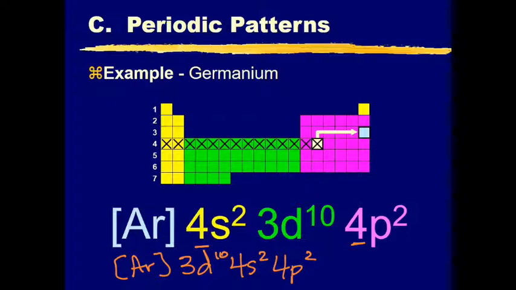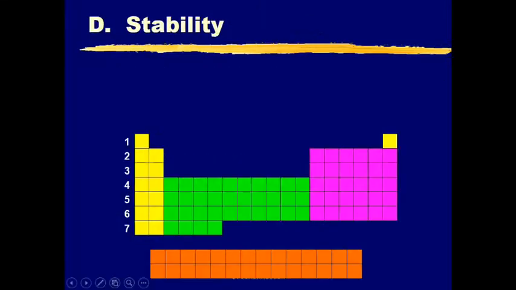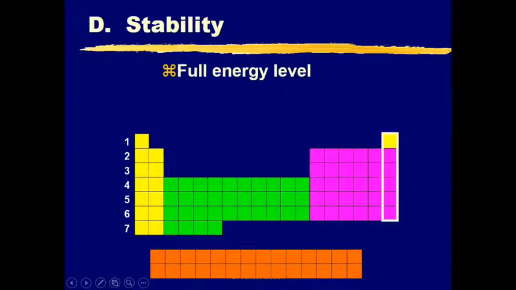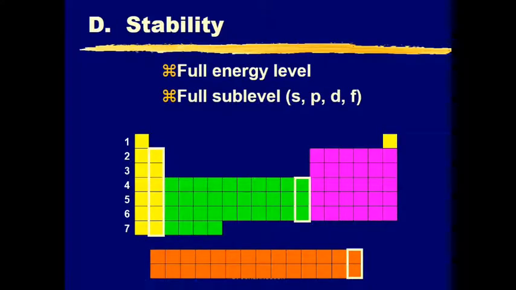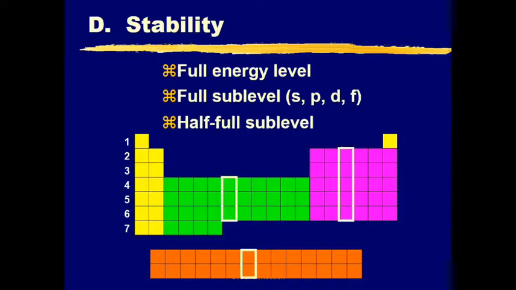And now we're going to look at stability. So, full energy levels, that's our noble gases, create stability. Full sublevels, so that is group 2, group 12, and then the end of the F block. And half-filled sublevels create a certain level of stability. So we're going to go look at an exception.